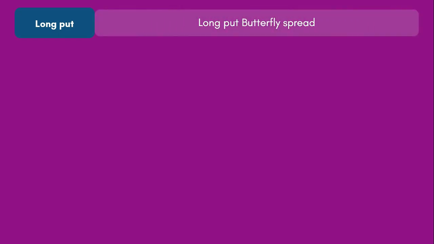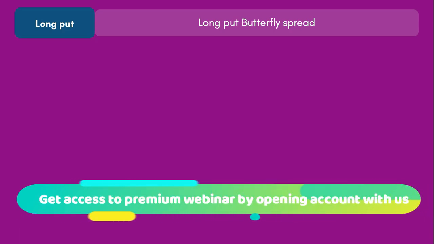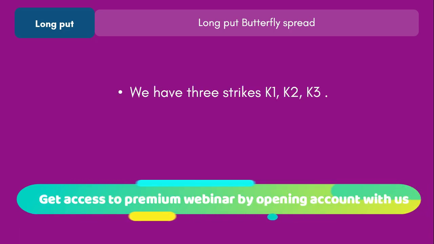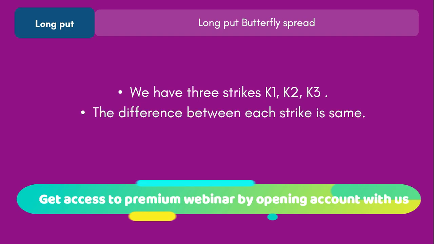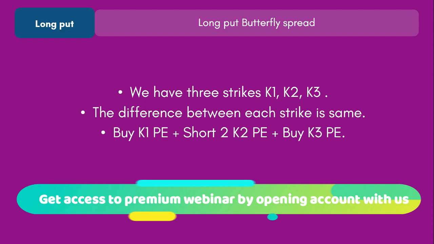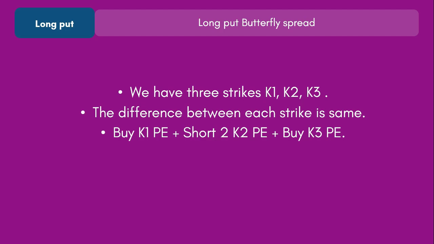Similarly, we have long put. Now long put, as the name suggests, is basically long put butterfly spread, and it is exactly similar to long call butterfly spread. Here also we have the same 3 strikes, and the difference between each strike is same, and the formula is also same. Instead of call, we are using put. So you are buying a K1 put, you sell 2 K2 put, and you buy 1 K3 put. So the explanation will be also quite similar. So if there is a 100 rupees stock, you have 105 put, 100 put and 95 put.